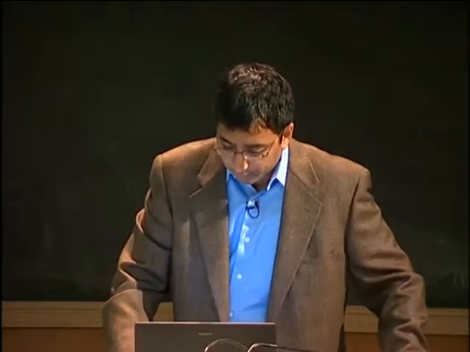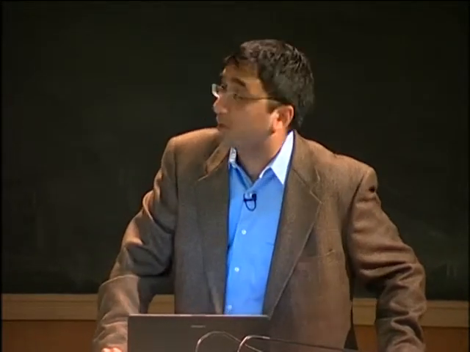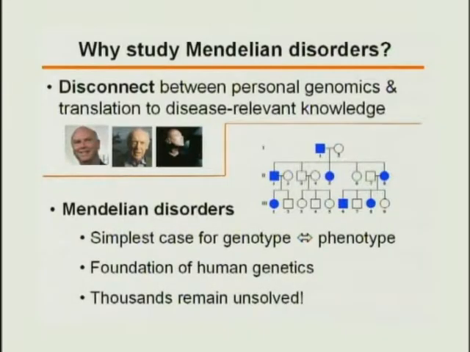So the data I'm going to show you next relates to a Mendelian disorder. So why study Mendelian disorders? As I alluded to earlier, there's a disconnect between personal genomics and actually translating this to something that's disease relevant. So we thought a nice approach to start with to show how this could be applied in a meaningful way would be to focus on a Mendelian disorder. This is the simplest case you can imagine for genotype-phenotype, monogenic traits passing through a family. And this is the foundation of human genetics, essentially.